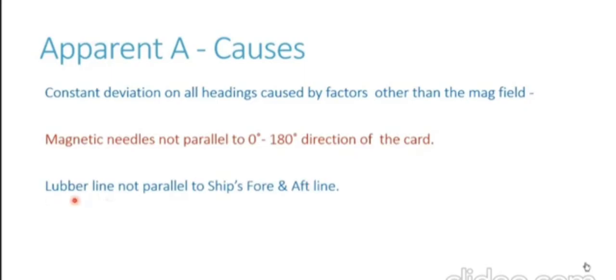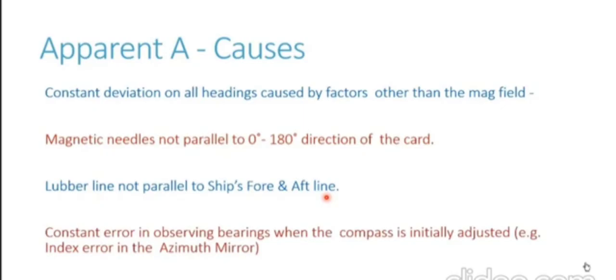Sometimes we see there is a lubber line which is fitted on the repeater. If the lubber line is not parallel to the ship's fore and aft line, whenever you read that lubber line to get the heading of the ship, there will be a constant error. This has got nothing to do with magnetism, and it's also a manufacturing defect, so it falls under apparent A.